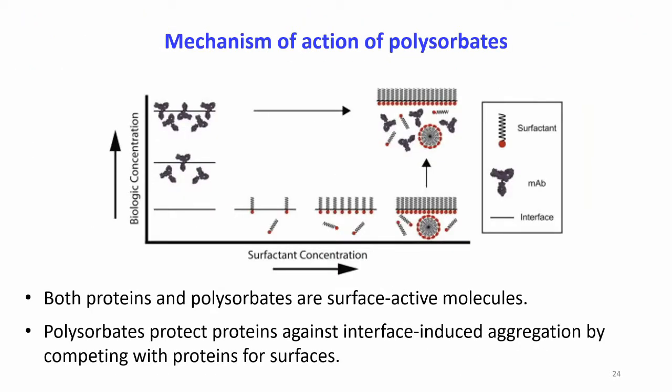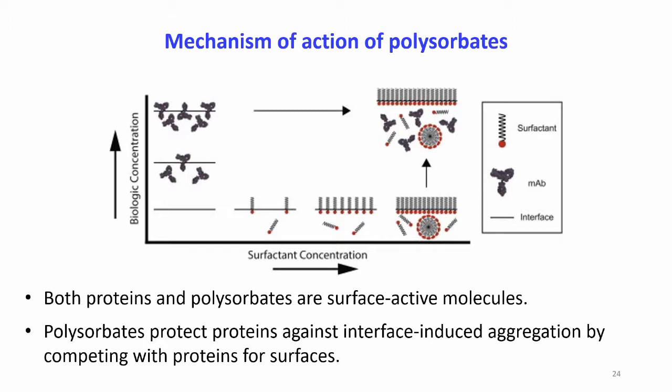So the question now is what polysorbates do to the protein. First of all, the mechanism by which these polysorbates prevent protein aggregation is that they compete for the air-water interface in the vials with the antibodies or with the proteins. When there is no polysorbate, both proteins and polysorbates are surface active molecules. So proteins go to the air-water interface, the hydrophobic-hydrophilic interface. The proteins expose their hydrophobic patches and start aggregating. This is one of the main reasons why proteins form aggregates at interfaces.